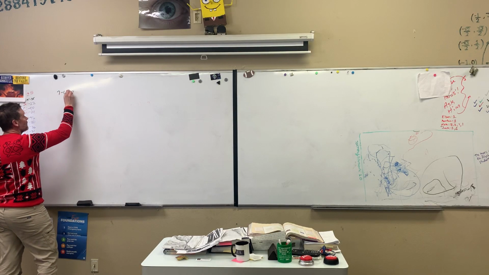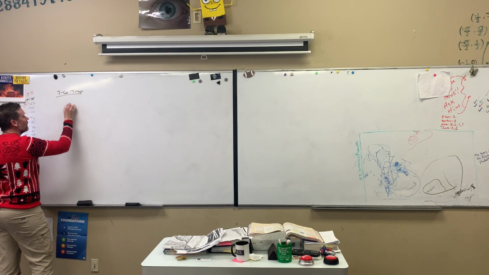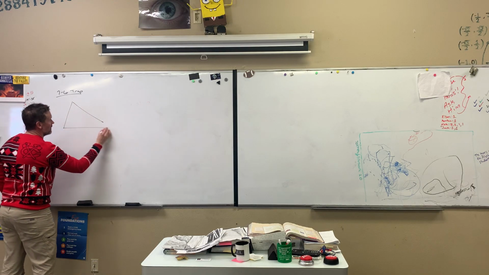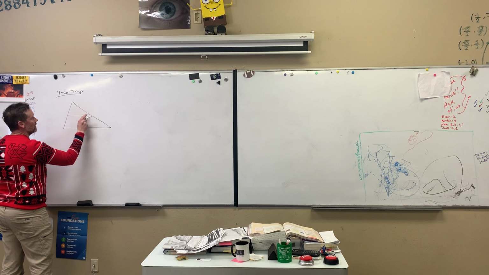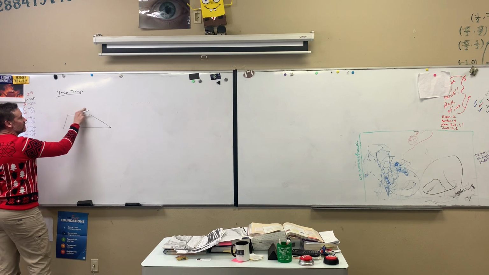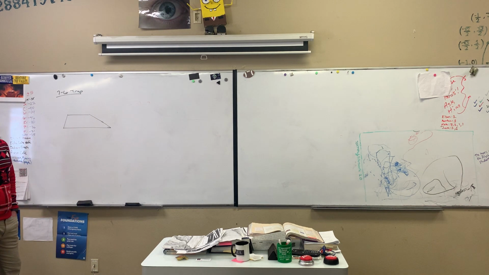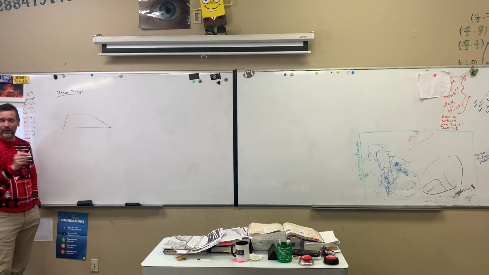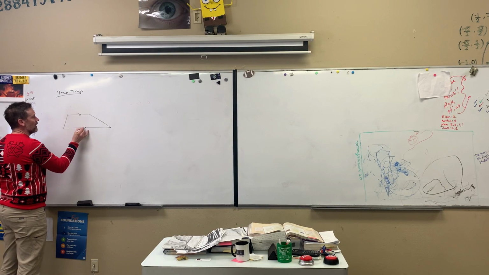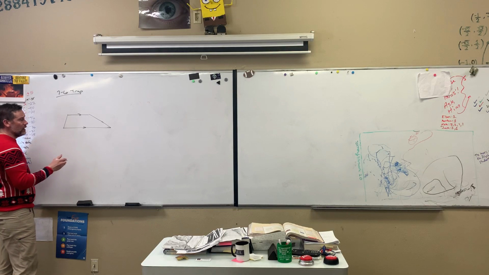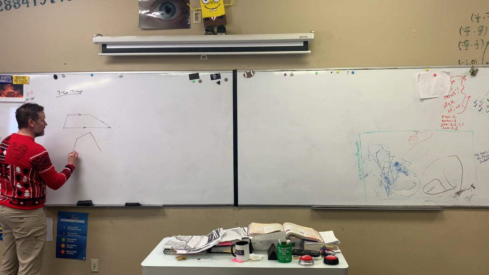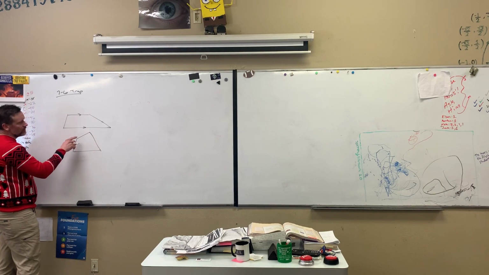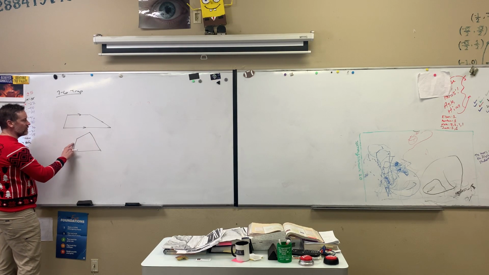This is 7-6 trapezoids. If you looked at a triangle like this and you took the top and cut it off, you would end up with a trapezoid. By definition, trapezoids can only have one set of parallel sides. So this side parallel to that would be a trapezoid. A quadrilateral may look like a trapezoid, but if no sides are parallel, it is not a trapezoid.